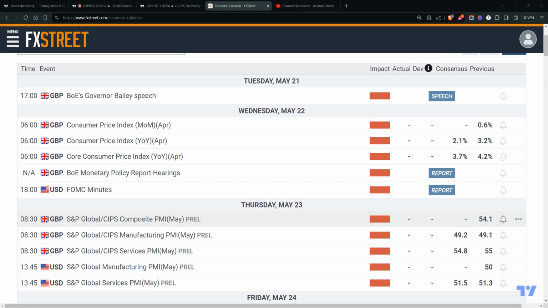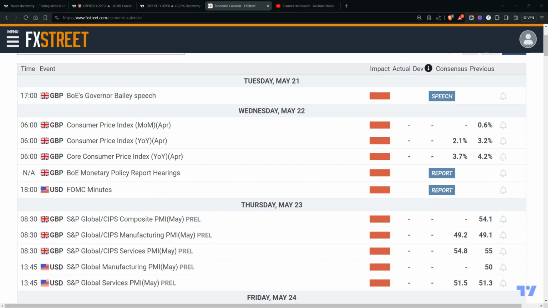Now, the first high impactful event for this week is coming in on Tuesday, May 21st, and we are looking at the Bank of England's governor's speech. Now, this speech holds considerable influence over financial markets, as his remarks will be providing the market with insights into the bank's monetary policy stance, economic outlook, and potential future policy actions.